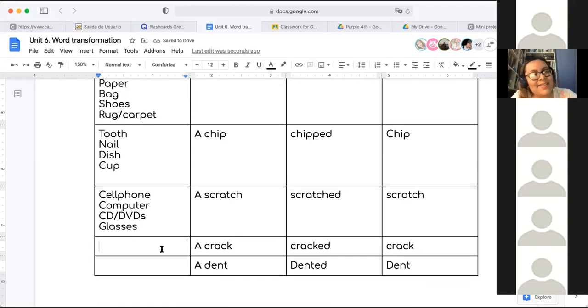What about cracked? What could be cracked?